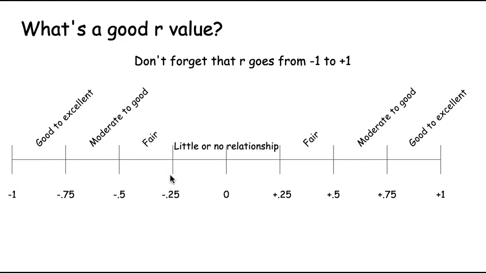Fair, if it's between -0.25 and -0.5, or between +0.25 and +0.5. That's a fair relationship. Moderate to good, so this is where we're actually starting to care about this value of R. And then a really good correlation is above 0.75 or below -0.75.